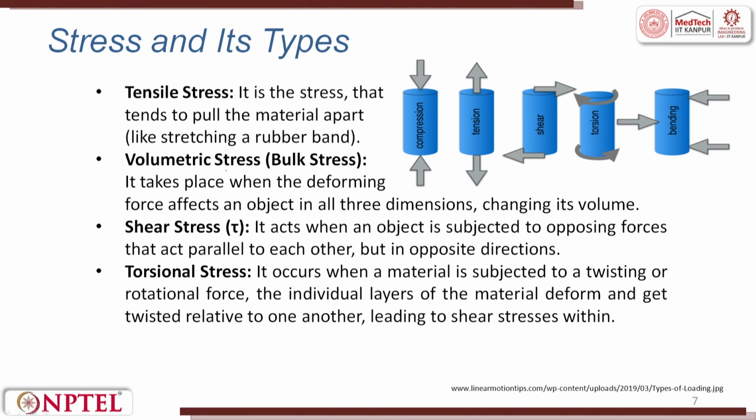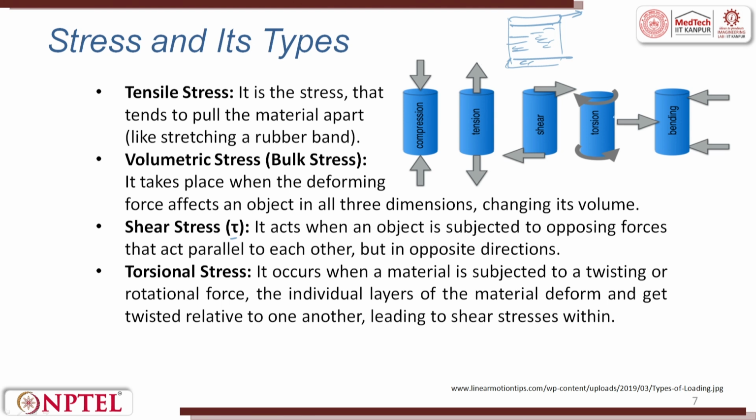Shear stress, tau, acts when the object is subjected to opposing forces that act parallel to each other, but in opposite directions. Say you have a liquid which is flowing through a plate. If the top surface is moving and the bottom surface is stationary, then one phase is moving in the opposite direction of the other. So it acts when the object is subjected to opposing forces that act parallel to each other, but in opposite directions.